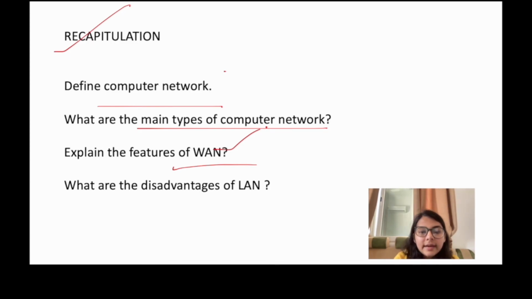And what are the disadvantages of LAN? Yes, what we have discussed today, students. The only limitation is that it is actually used over short distances only. We cannot connect a large area network. So we can say this is a limitation, and we cannot use more than 20 computers, and it is very limited to one room or one building.